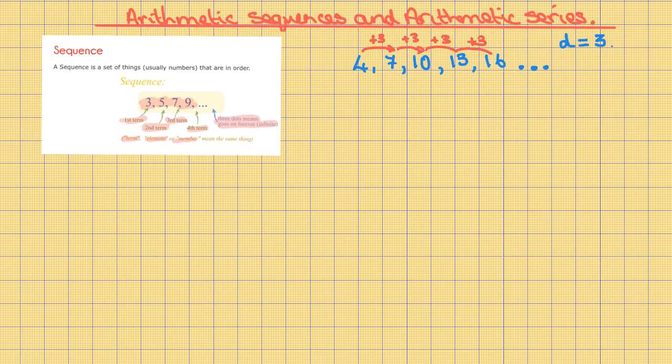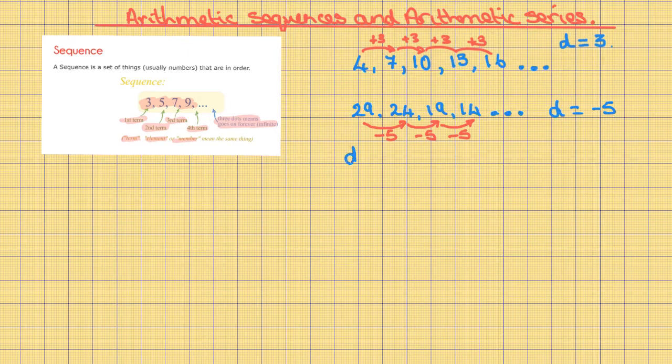Another sequence where the numbers go down might be 29, 24, 19, 14, ... Here, the common difference is -5. From 29 to 24 is -5. From 24 to 19 is -5. From 19 to 14 is -5. So we write D equals -5.